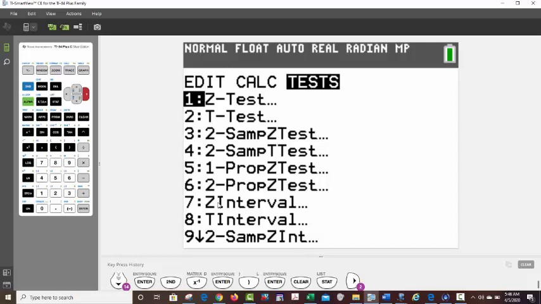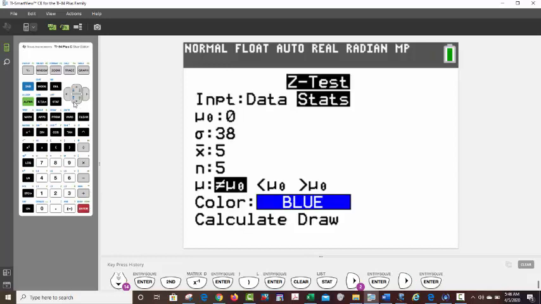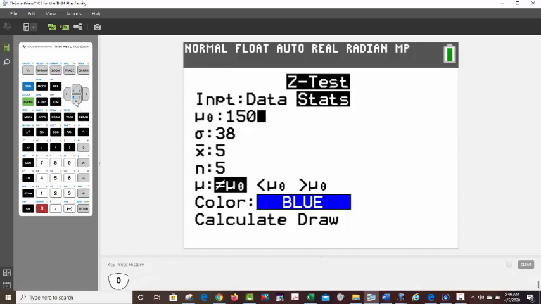So it's pretty straightforward. Now your distinction, of course, is choosing between the Z and the T, which this video is not going to include the T test, but you've probably already seen that involving Z intervals and T intervals. All right, so let's do Z test. Enter. Stats, because we're entering the data values, we're not using raw data. The value we're testing against is 150. The standard deviation is 15.